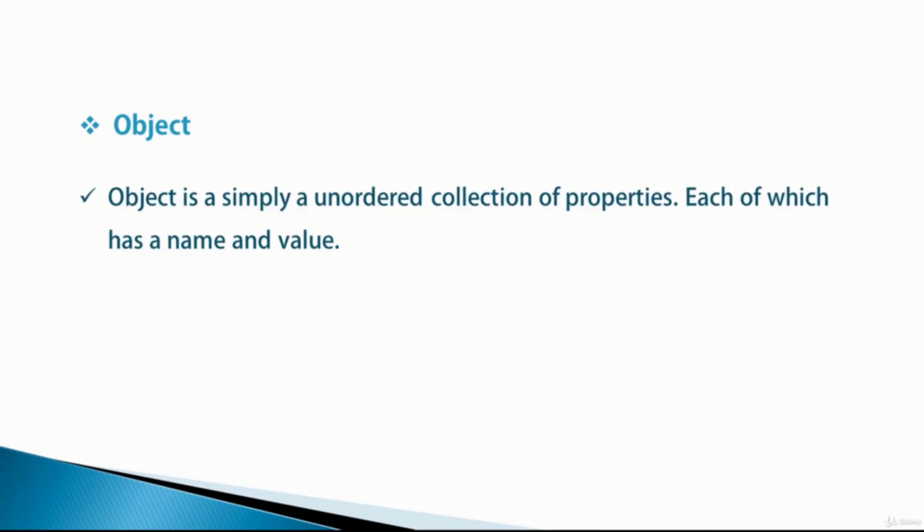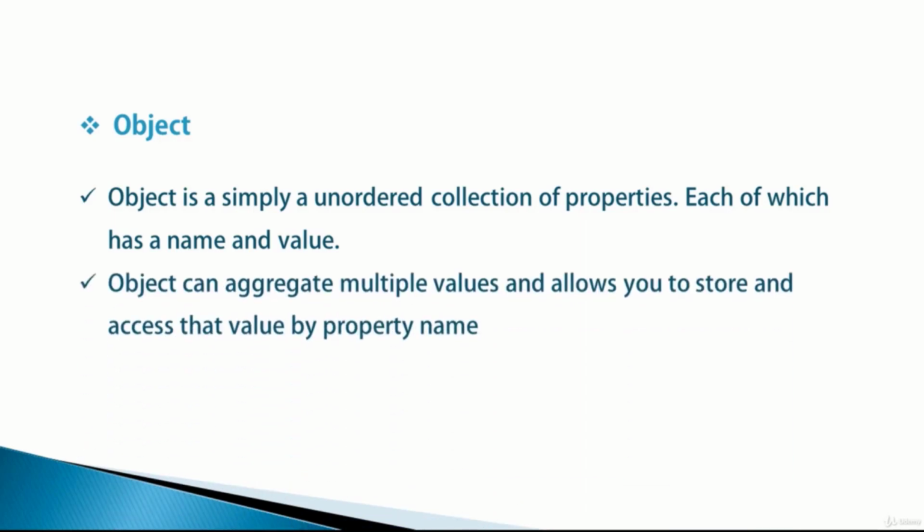Object is a simple, unordered collection of properties, each of which has a name and value. Object can aggregate multiple values and allows you to store and access those values by property name. Property name can be a string or a symbol. In the previous video, we learned how to declare an object and enumerate its properties on the console.